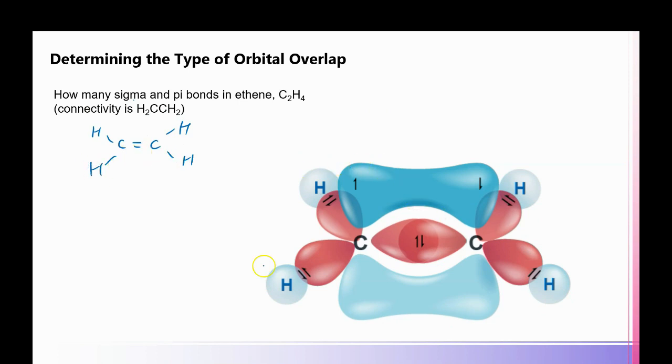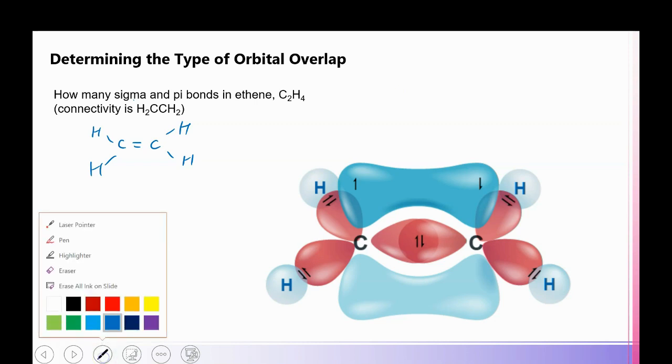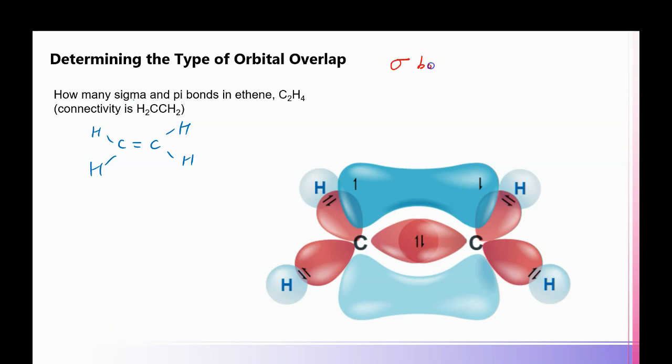But here, this picture shows you what the head-on overlap or the side-on overlap looks like. I also like to call a sigma bond head-to-head overlapping, or this textbook calls it head-on. Pi bond, some people also call shoulder-to-shoulder or side-by-side overlapping. Alright, so this is how it looks.